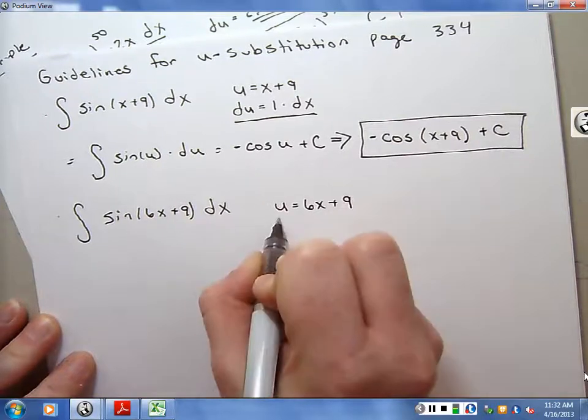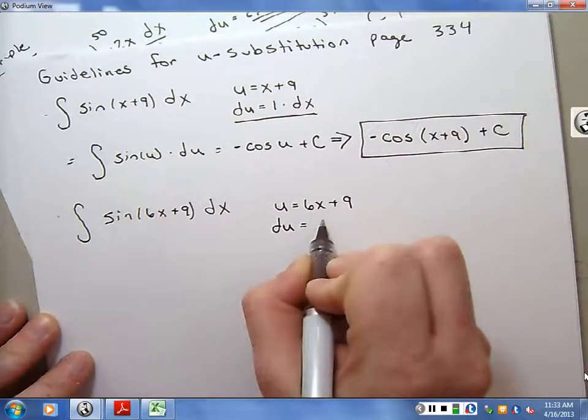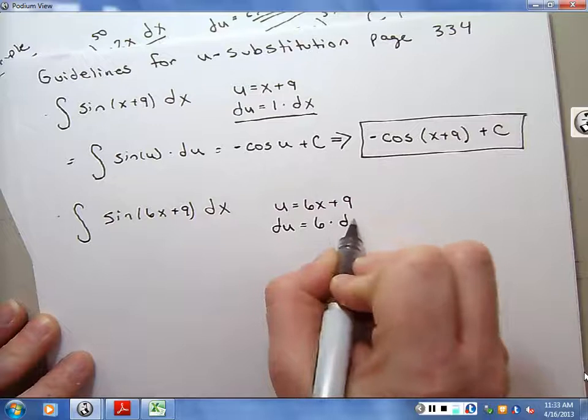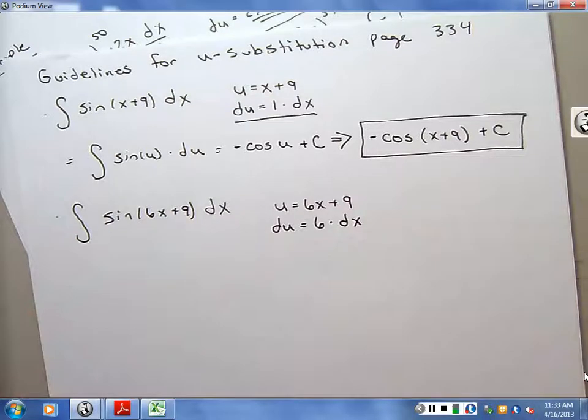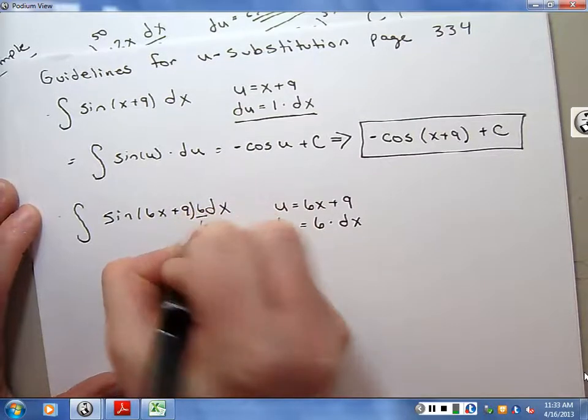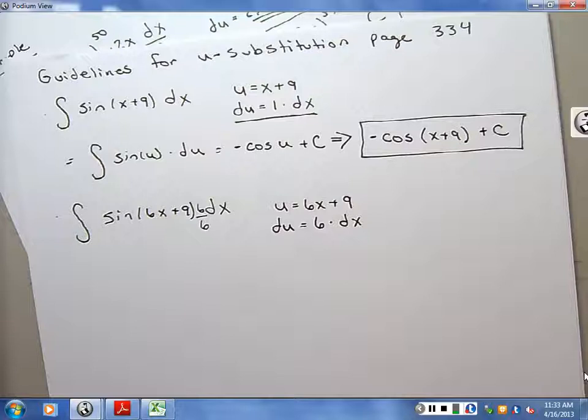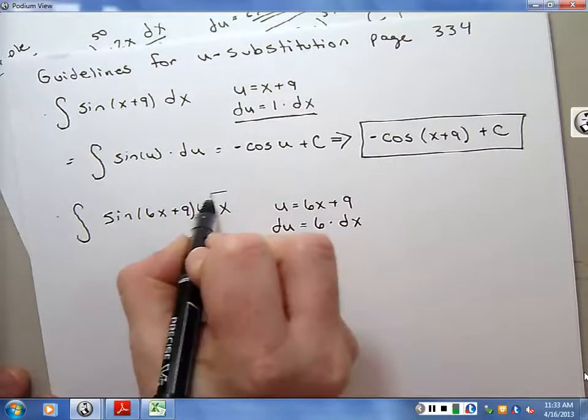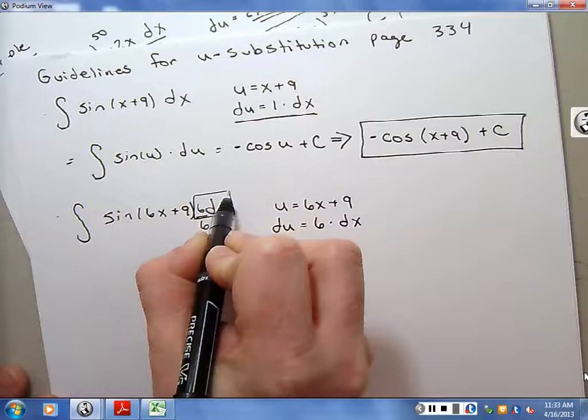What's du? 6 times dx, right? Because the derivative of 6x is 6 with respect to x. So now I don't have a 6 dx to cancel. There's kind of two techniques here. I can come in here and say, I'm going to write a 6 here, and then I'm going to divide by 6. That's only 1, right? 6 over 6 is 1. I have not changed it. Then I perfectly have a 6 dx, and I can replace that with du.